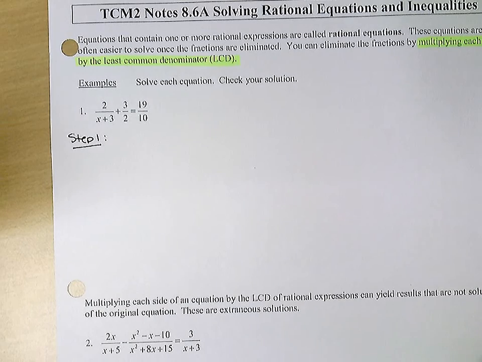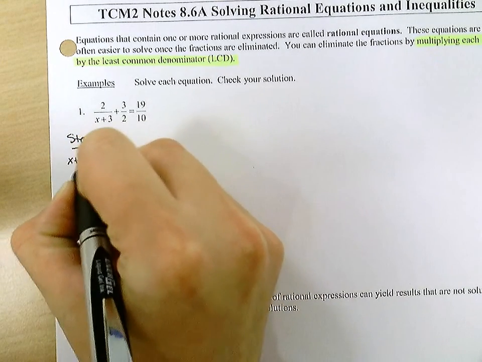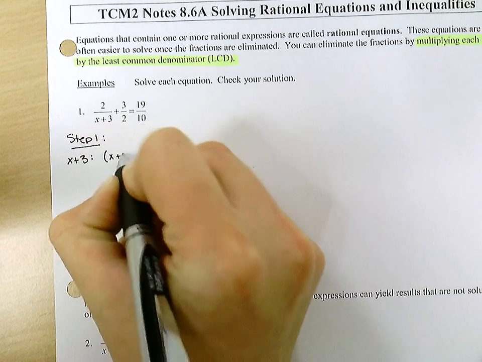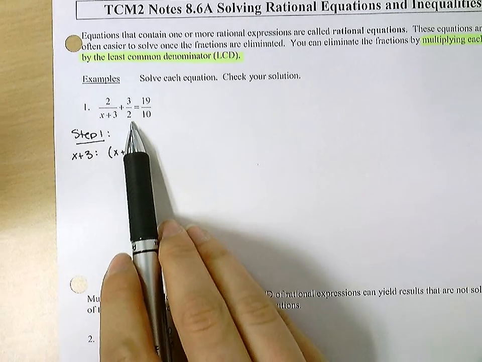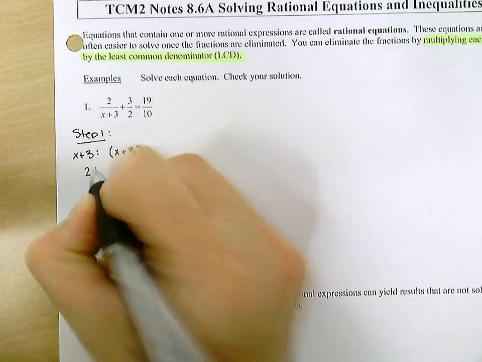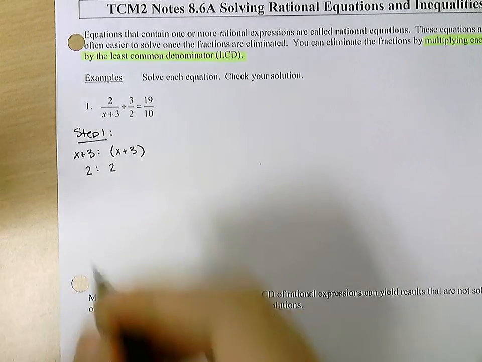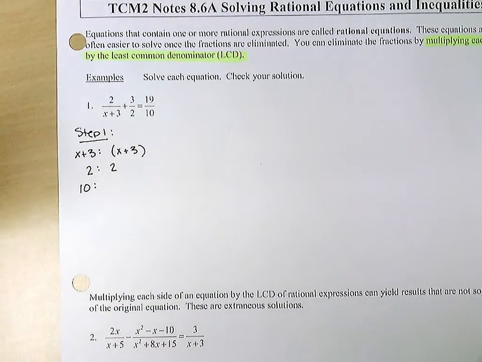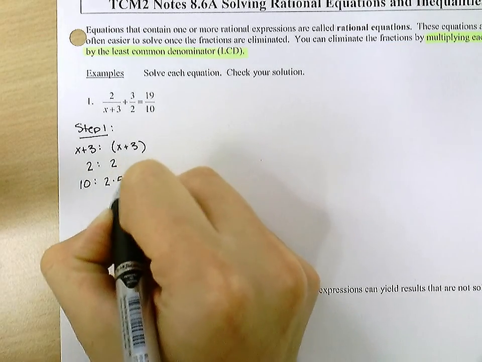So my first step, step 1, is to find your least common denominator. To do that, you need to find the LCM of all three denominators. Okay, so one denominator here is x plus 3. Okay, I can't factor that. It just stays as x plus 3. Next denominator is 2. Again, I can't factor 2. It stays as 2. Last denominator is 10. Okay, I can factor 10. That would be 2 times 5.